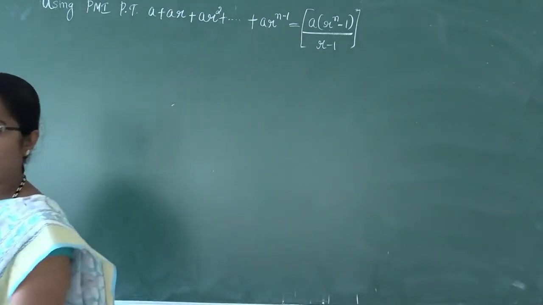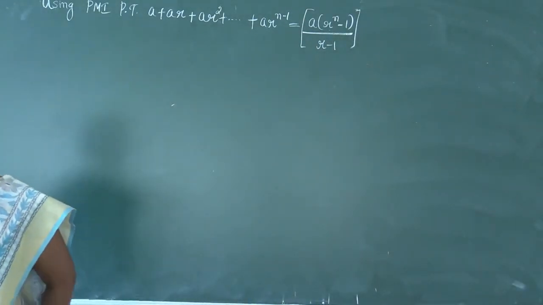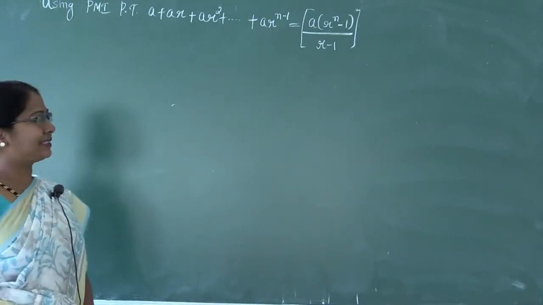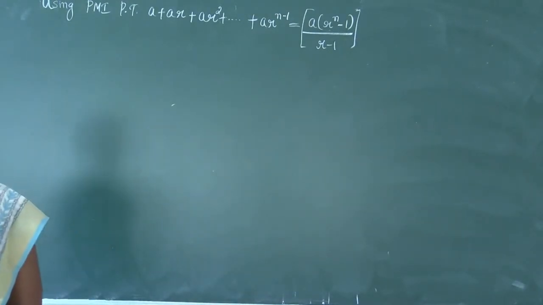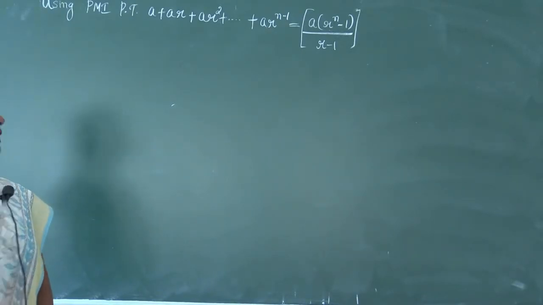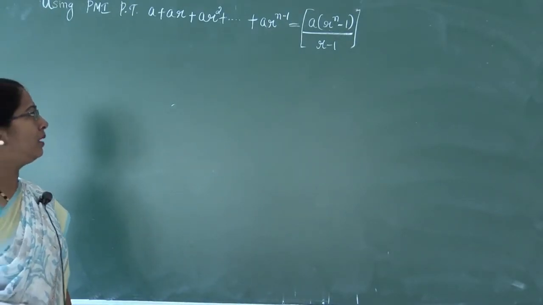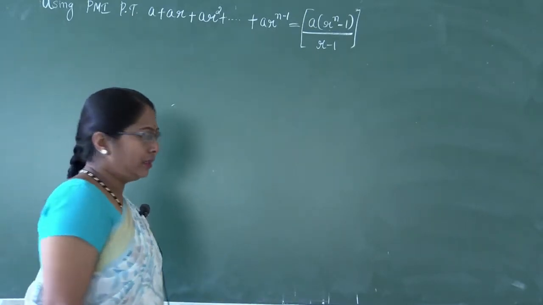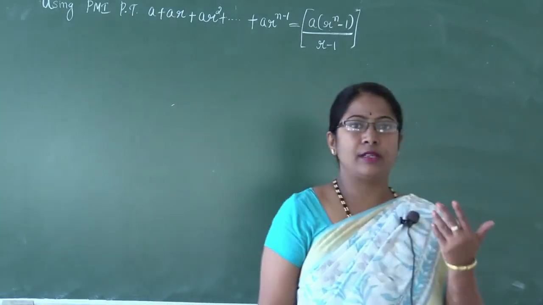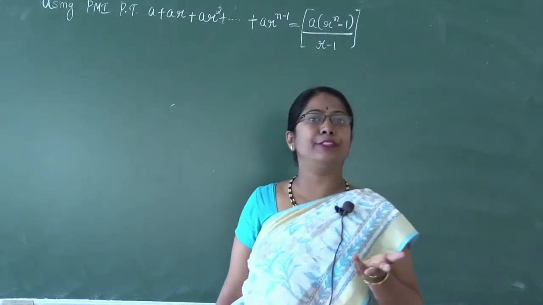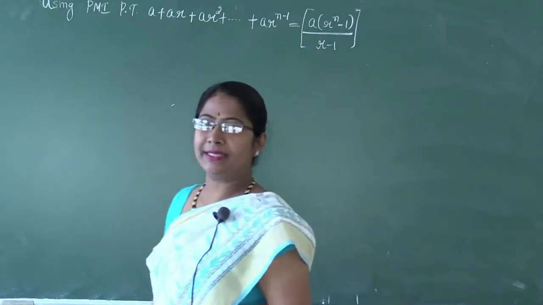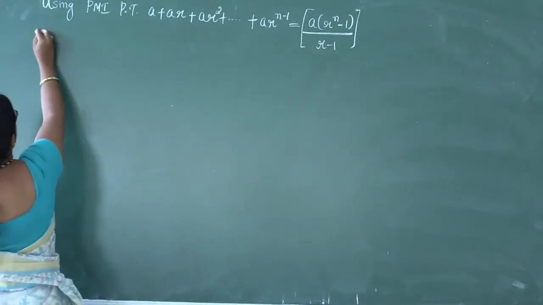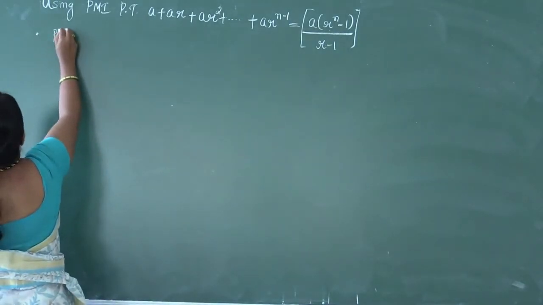Using PMI, prove that A plus AR plus AR square plus etc. plus AR to the power n minus 1 is equal to A into R power n minus 1 divided by R minus 1. So we shall write down the first step. What is the first step? We shall denote the given statement as P of n.